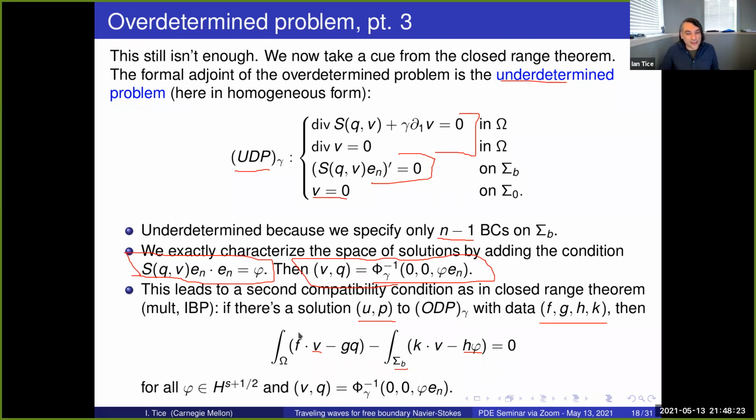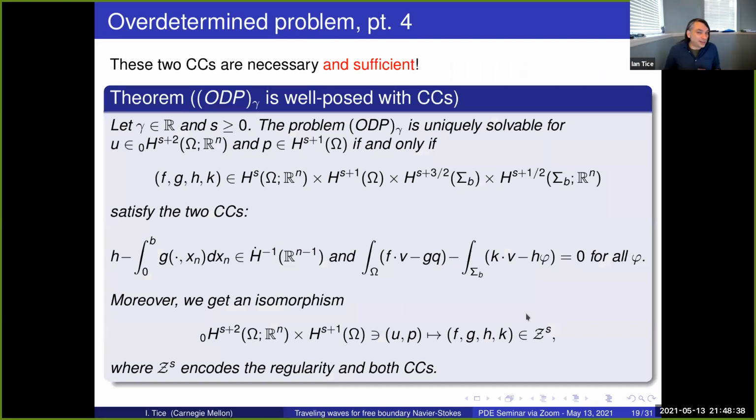This integral condition tells us that the data cannot be specified arbitrarily, but they have to satisfy this integral identity in order for there to be a solution. This is a necessary condition for the existence of a solution to the overdetermined problem. It turns out that these two compatibility conditions are both necessary and sufficient.